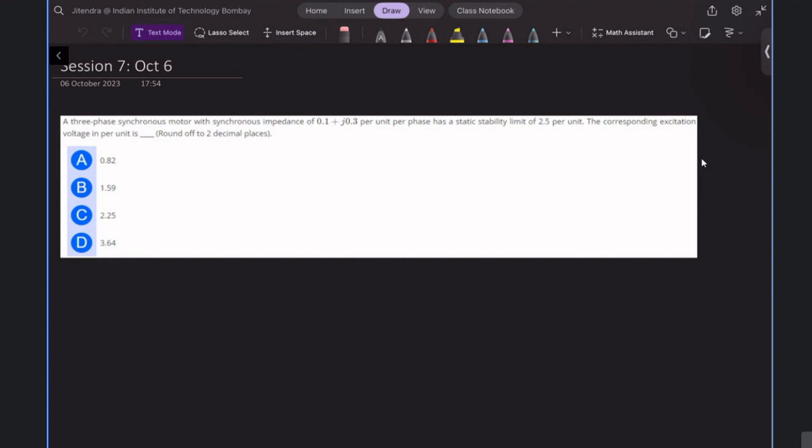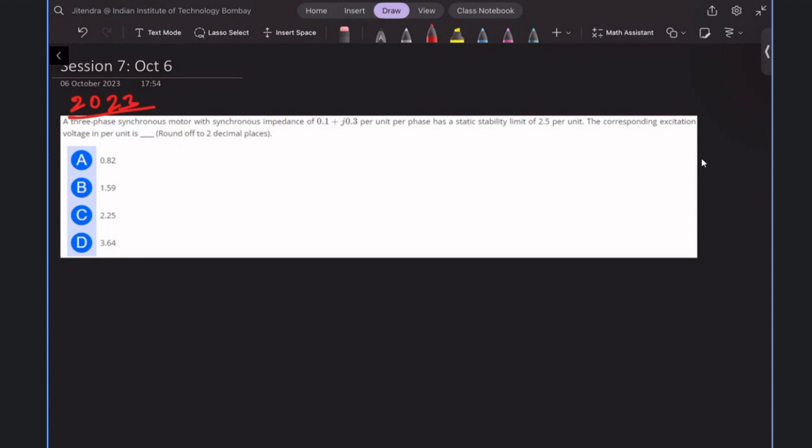Okay, so I hope you are aware of those concepts. So we will not go deep into those, and we will focus more on the problems. So let us start with a GATE problem which was asked in GATE 2023. Right, so this was asked in GATE 2023.